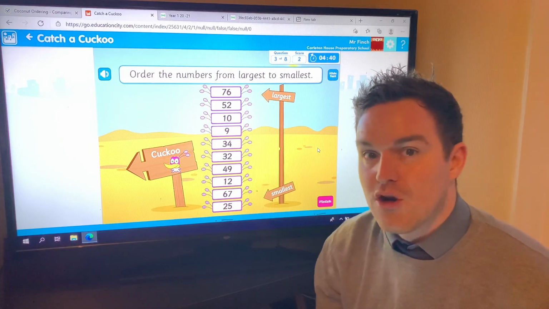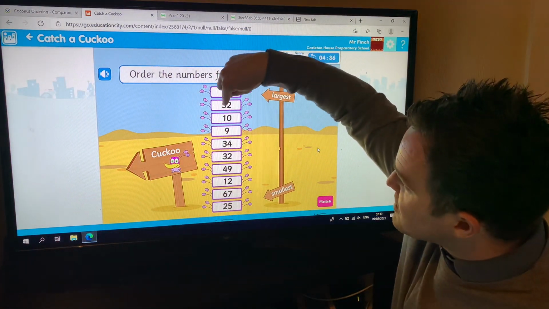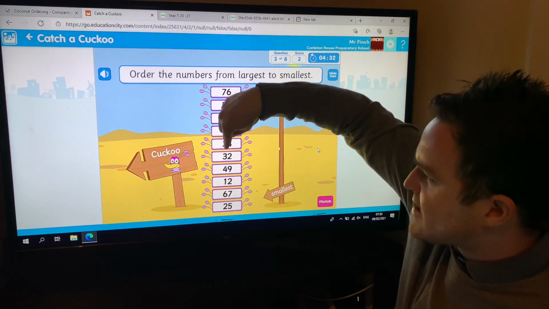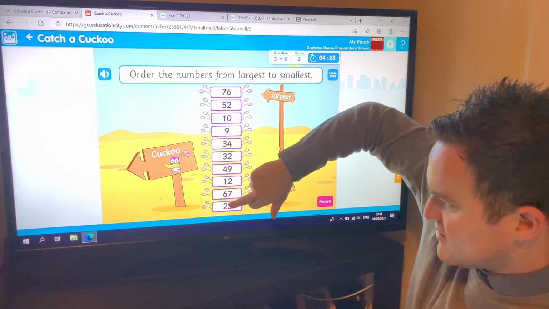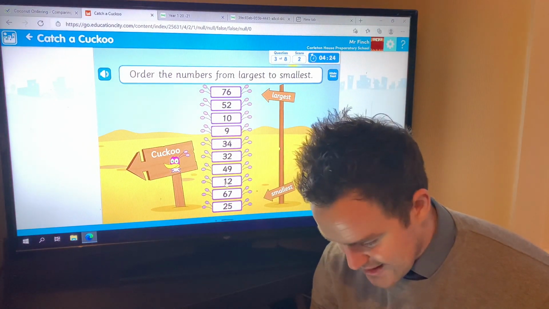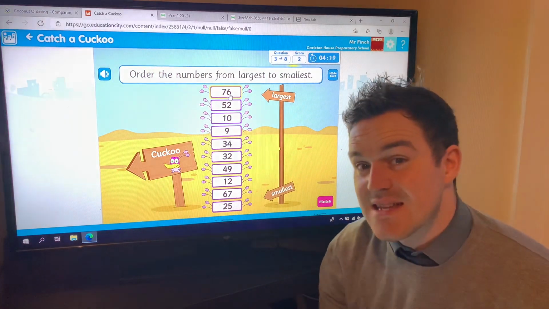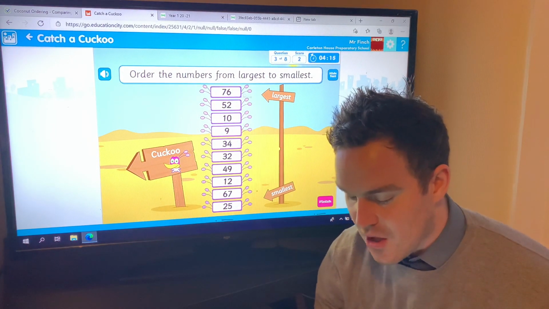So we're looking for our biggest number, the one with the most number of tens. So I'm looking for numbers with lots of tens: 7 tens, 5 tens, 1 ten, 3 tens, 3 tens, 4 tens, 1 ten, 6 tens, 2 tens. The biggest number I can see from a 2-digit number is 7 sets of 10, 76. So I'm going to keep that up at the top, okay?